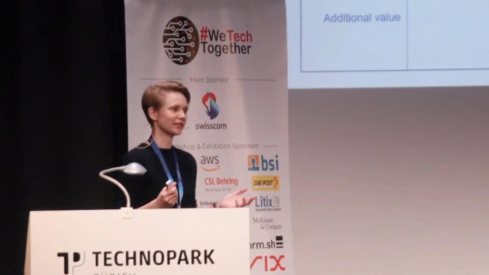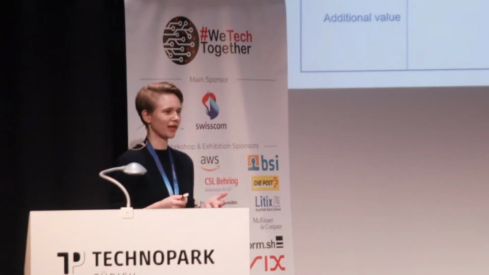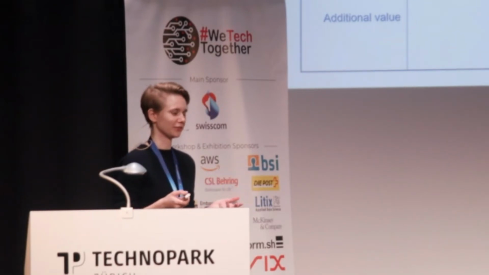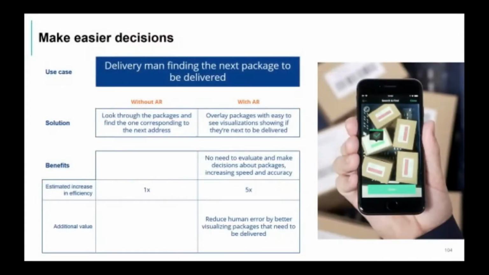But with AR, they could just take out a mobile device, look at these packages through the camera, and they could just see overlays that tell them if that package is the right one that they need to deliver or not. And it's super easy. It's not just easier for them to make decisions, but basically this app does the decision for them. So they don't have to do that anymore.